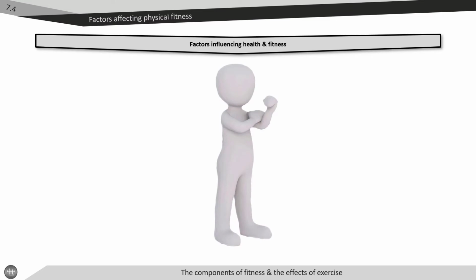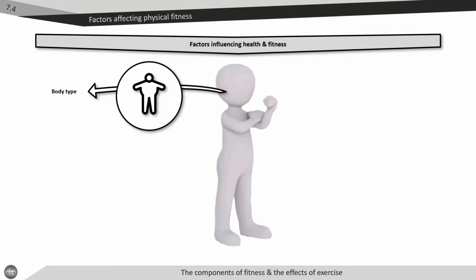Some influencing factors to consider when programming for individuals include their physique or body type. An individual's body type has a significant impact on their ability to perform various physical tasks successfully. A simple system for visually assessing body type is the system of somatotyping, which suggests that there are three distinct body types: ectomorph, mesomorph, and endomorph.